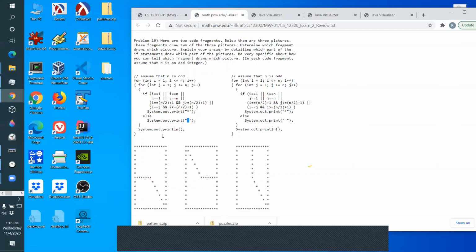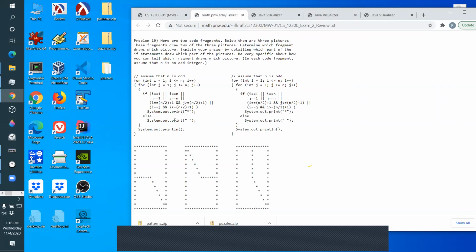All right. Now one of these draws one picture and one of them draws the other picture. What we want to do is find a clue that tells us which one of these is drawing which picture. For example, this picture has nothing here, and this one has nothing there but has something in the middle. Now they all have in common this top row, the right edge, the bottom row, and the left edge.